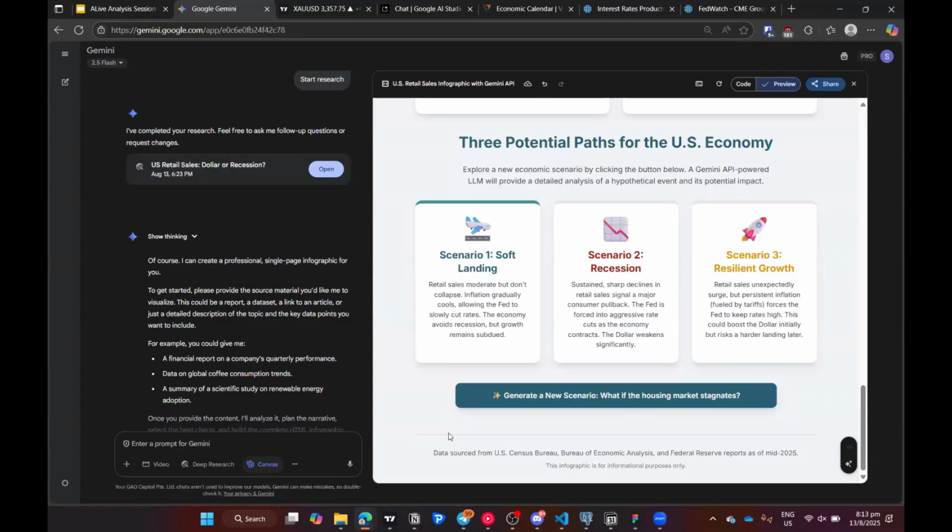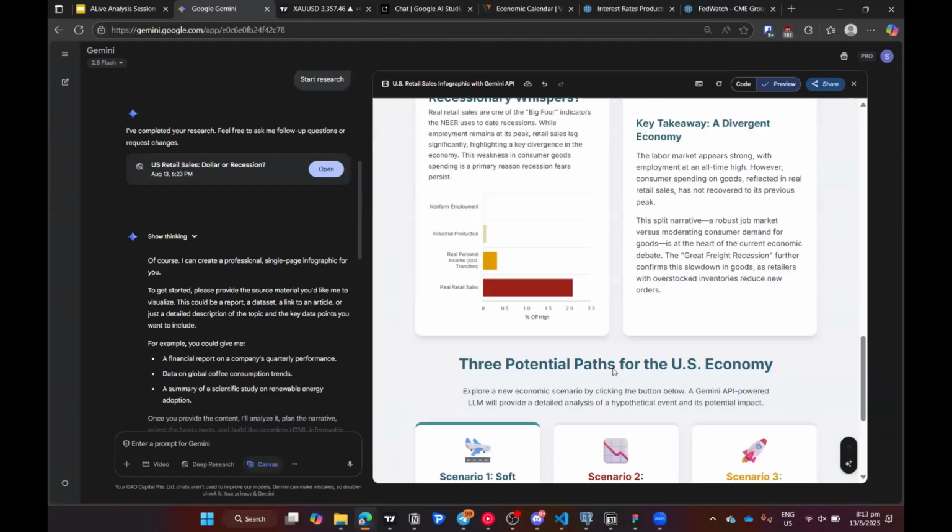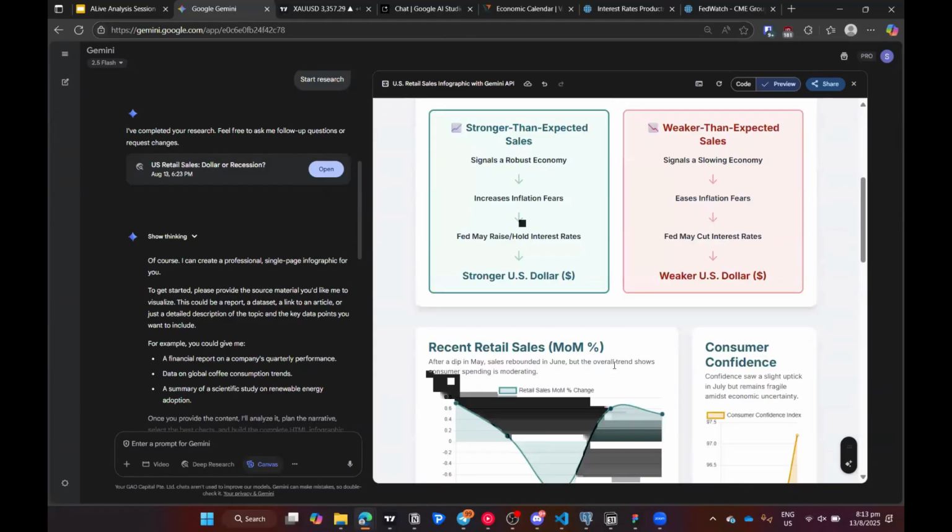Okay, so the cool thing with the new model for Gemini is that there are follow-up questions or follow-up scenarios that Gemini will prompt you, so you can actually do a lot of exploration through this tool itself to understand a little bit more about the effect of retail sales on the US dollar. All right, so with that, let's look at the charts.